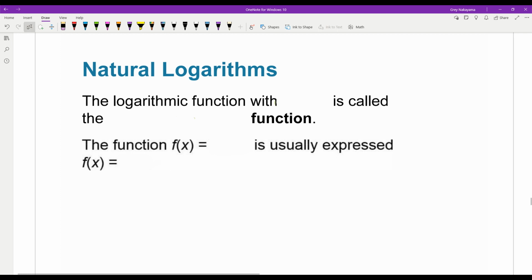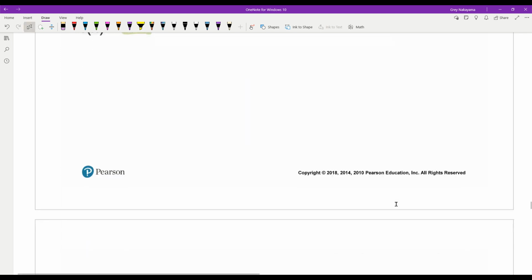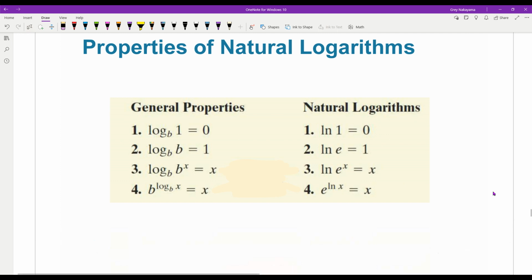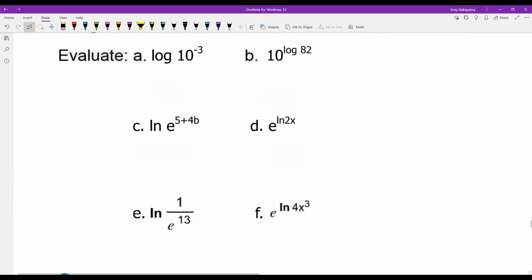Natural logs, we talked about this yesterday, have a base of e, called the natural logarithmic function. You could think of it as log base e of x, but it's not written like that. It's written ln of x. So you have to know that ln of x means the natural log. And more importantly, these are its inverse properties. ln of e to the x. Those two things right there have the same base. And e to the ln of x equals x. Again, same base.